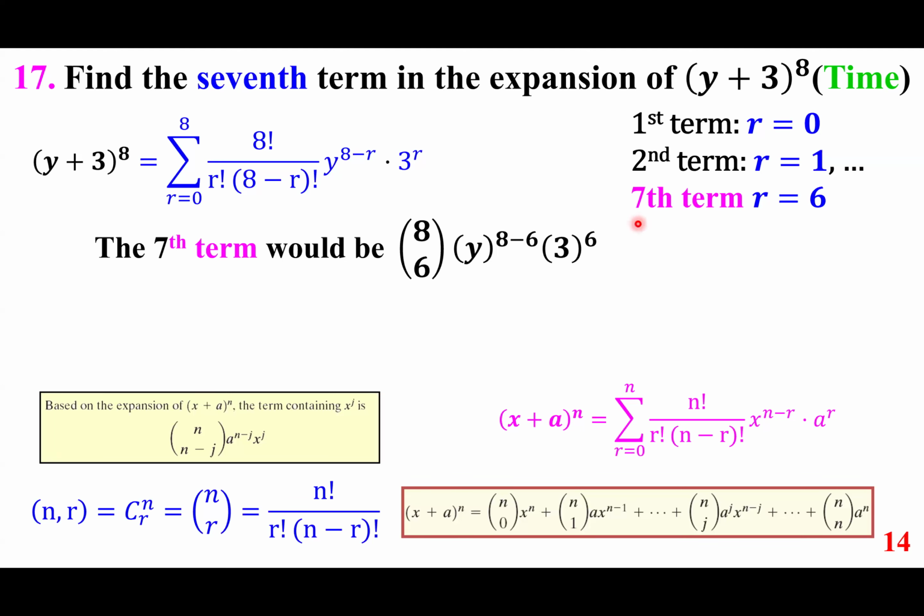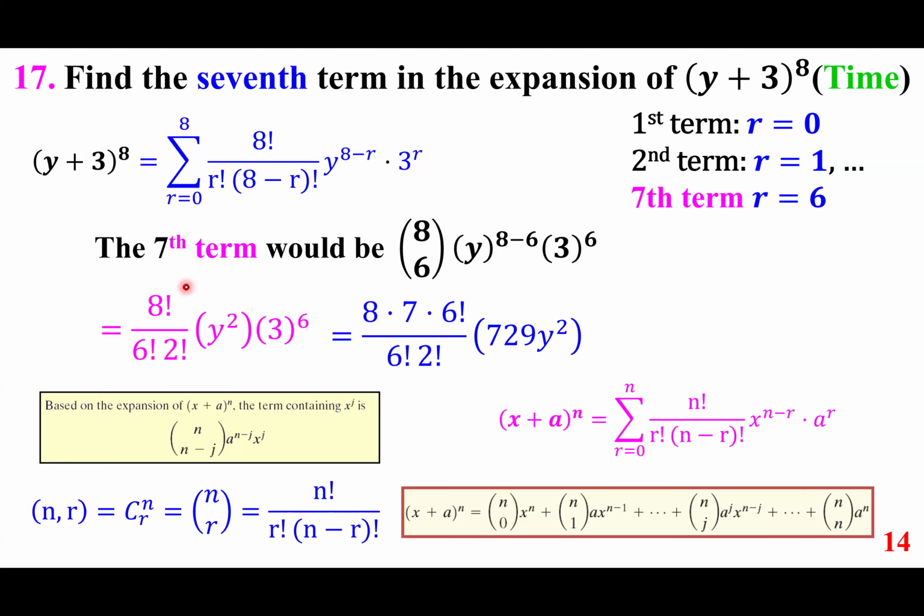And this is 8 factorial over 6 factorial times 2 factorial because you're using the combination, and you end up with 8 times 7 times 6 factorial. The reason you do it that way is because you want to get rid of this 2, and this gives you 4 times 7 times 729. It gives you 20,412y^2.